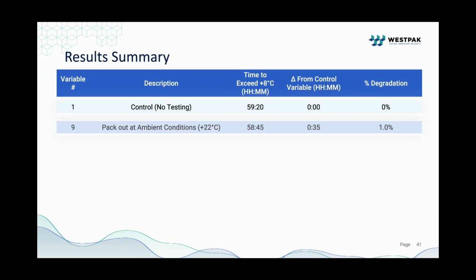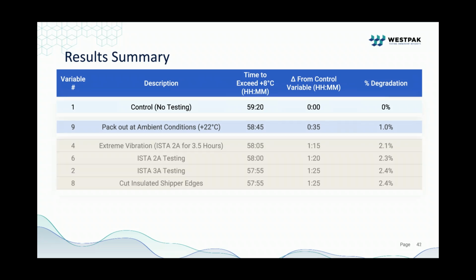So right here, pack out in ambient conditions, as we remember here, it's instead of packing out at plus 5, we packed out at an ambient lab. And it only failed 35 minutes earlier. And if you take that ratio, take that percentage, it's a 1% degradation. So not too bad, as long as you're packing out fast and you're not packing out too many.